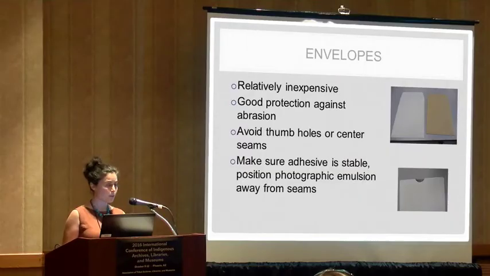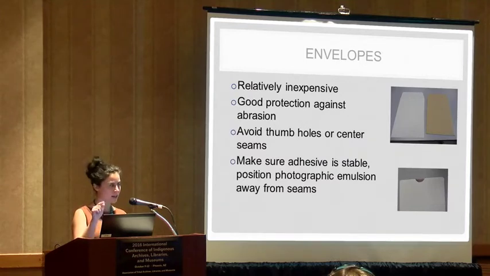Envelopes are also relatively inexpensive and provide good protection against abrasion, as they're sealed on 3 sides. Now, you want to avoid envelopes that have thumb holes or center seams. And this is because the thumb holes both expose a portion of the photograph, and I have seen examples of where that little half moon has become discolored. And they also promote kind of bad handling practices because it's one's inclination, I think, to reach in that thumb hole and pinch and pull, which you're much more likely to get handling creases in from grabbing something that way rather than knocking the photograph out and handling it by the edges.